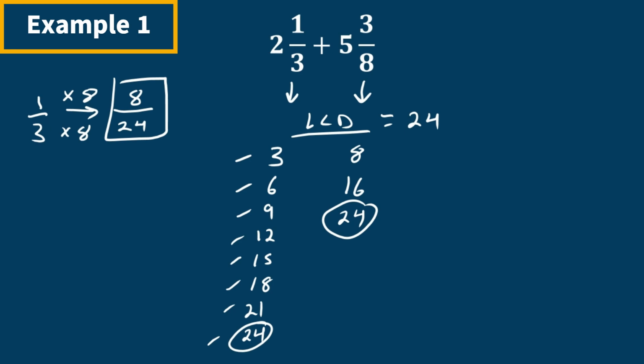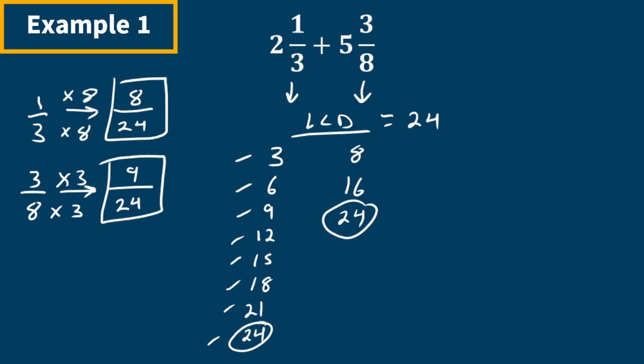Now let's go ahead and do the same thing to the 3/8. So 3 over 8, and we want the denominator to be 24. So that means I have to multiply 8 by 3 to get to 24. And what you do to the denominator, you have to do to the numerator as well. So 3 times 3 is going to give us 9. So those are our two fractions converted to have the same denominator.